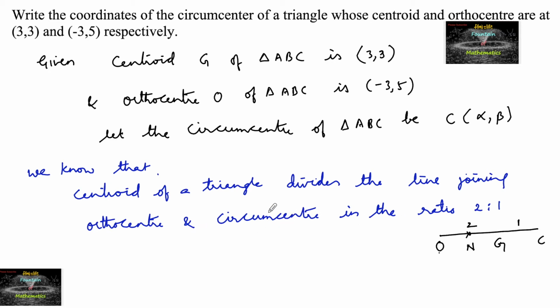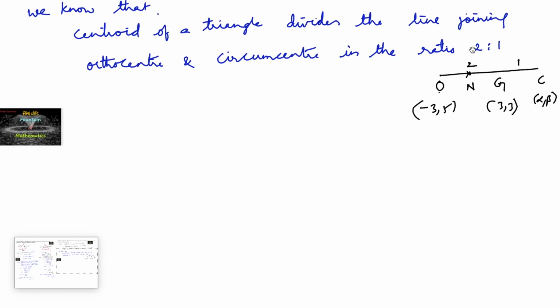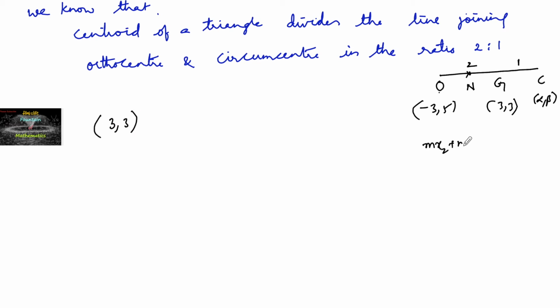Okay, now let us find this. Here the orthocenter is given as (-3, 5) and the centroid is given as (3, 3), and let the circumcenter be (alpha, beta). So let us solve this. We have (3, 3), and by using the section formula, (mx2 plus nx1) upon (m plus n), (my2 plus ny1) upon (m plus n), which is the formula for the centroid.